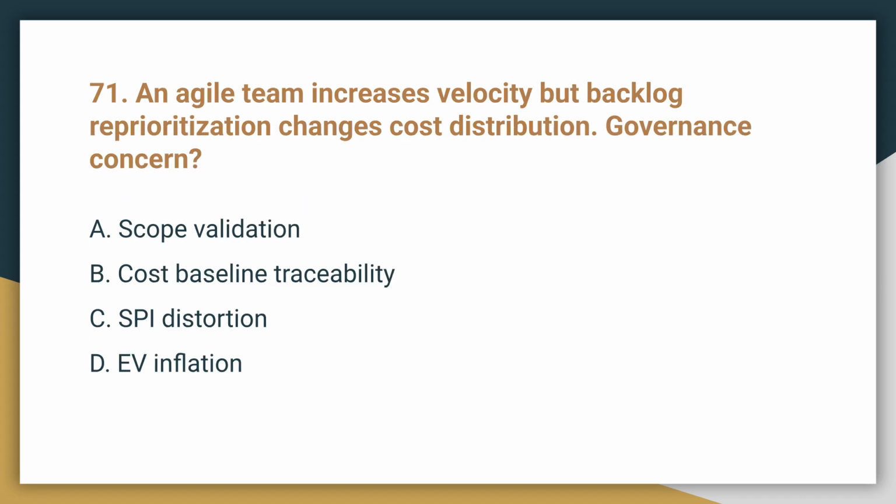Question 71. An agile team increases velocity, but backlog reprioritization changes cost distribution. What is the governance concern? The governance concern is cost baseline traceability. Frequent changes in priority and scope distribution make it harder to trace actual costs back to the original baseline.